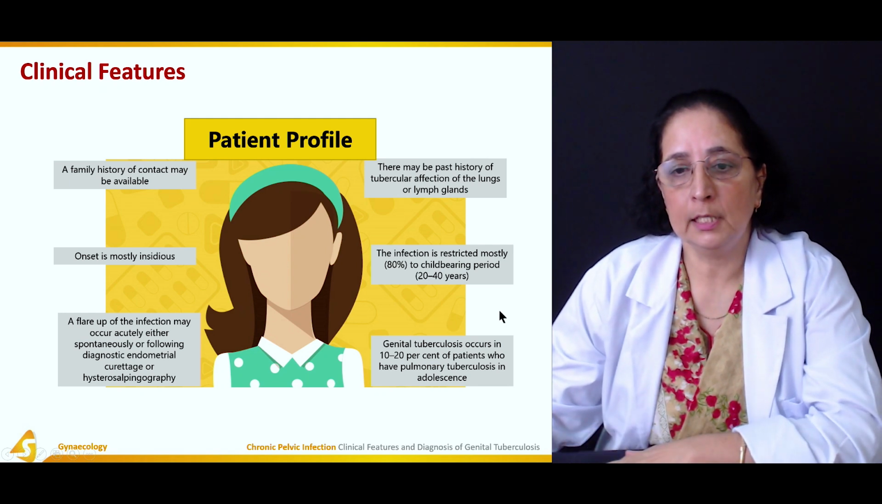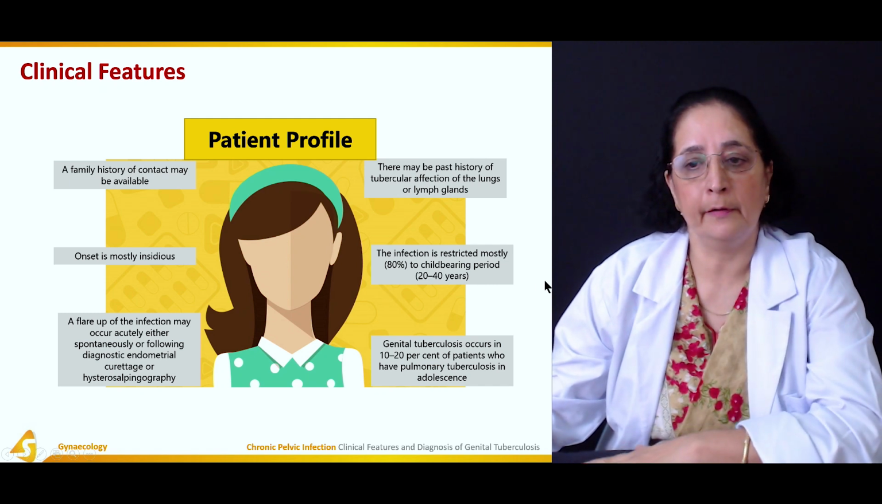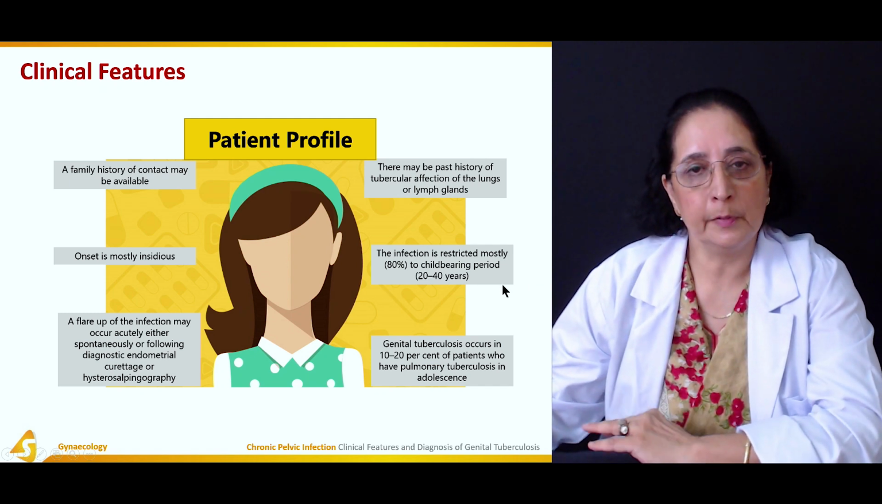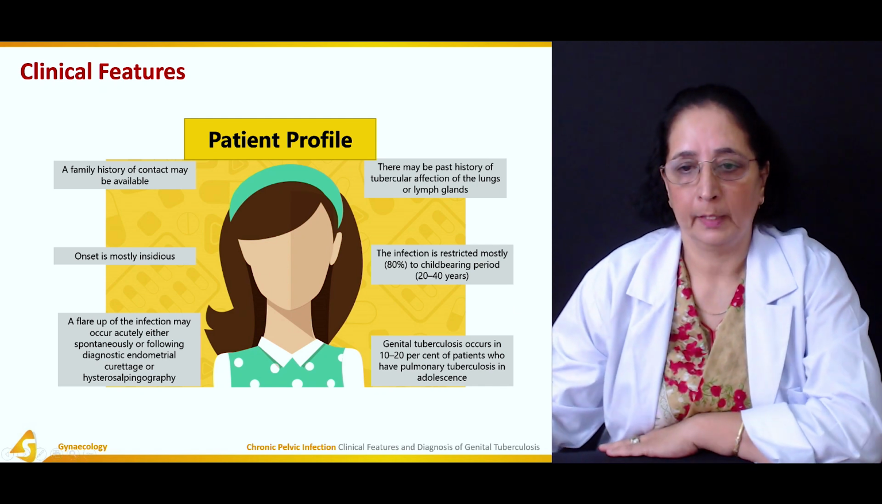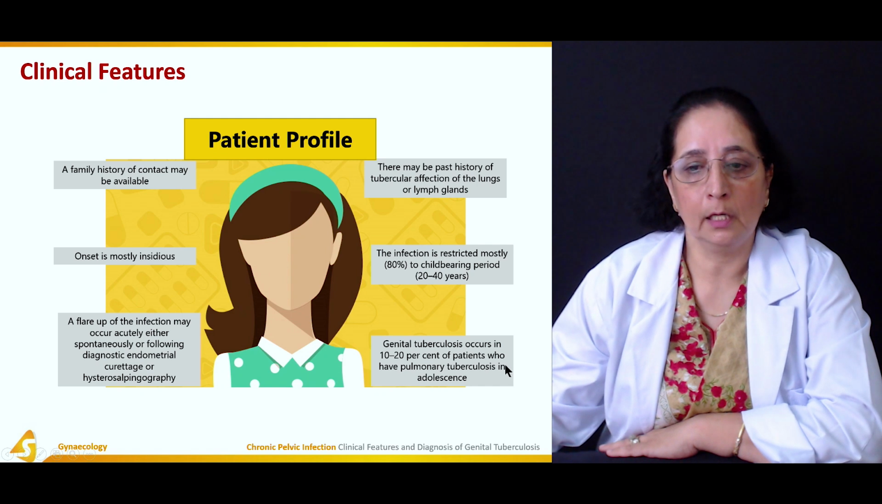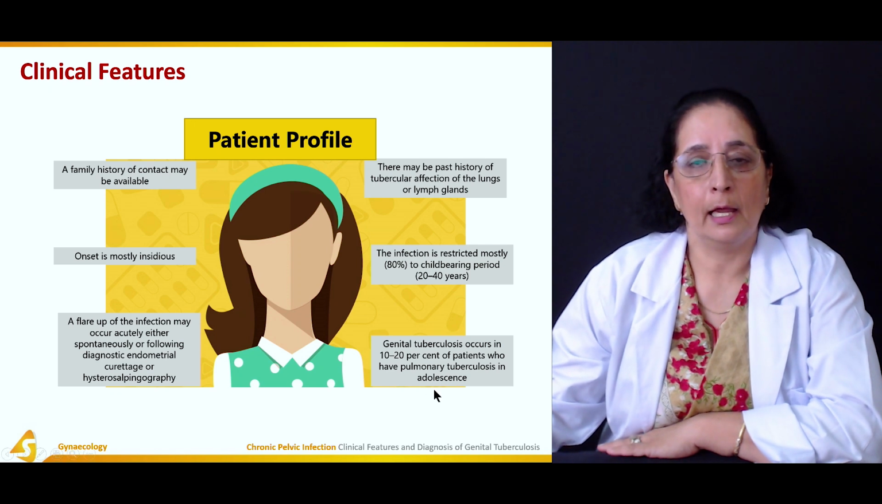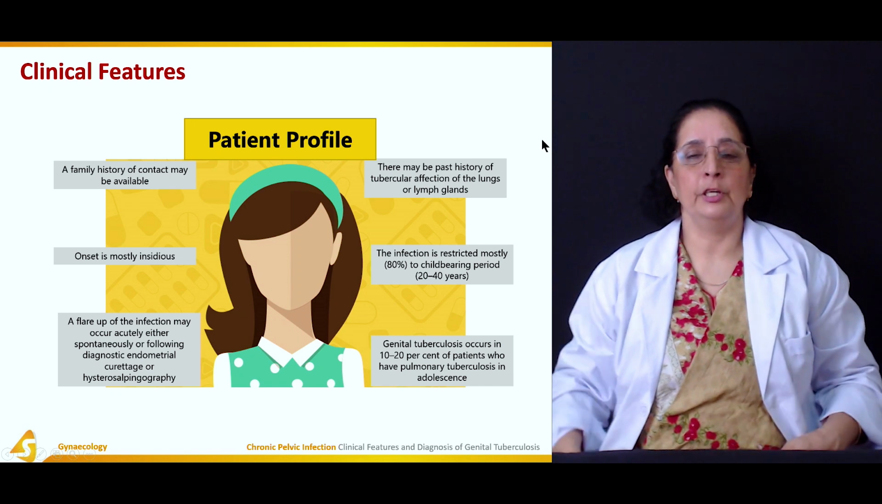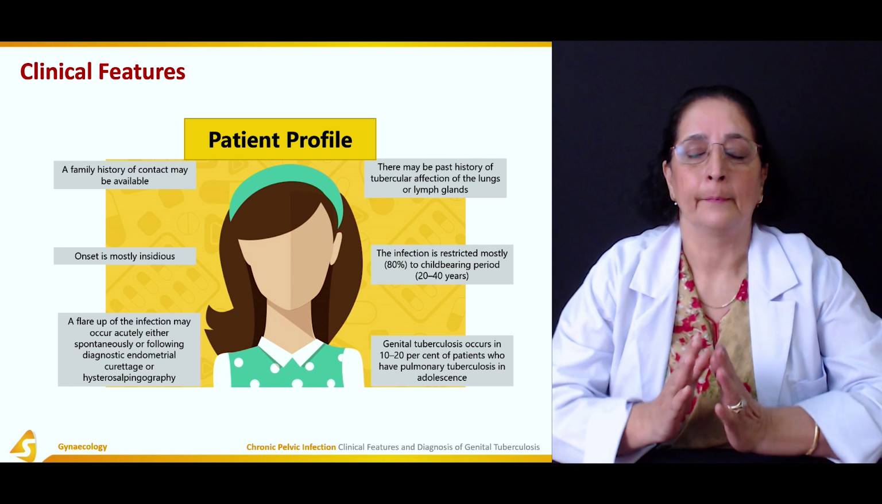The infection is restricted mostly, 80%, to the childbearing period. Usually 80% of cases are in the reproductive age group. Genital tuberculosis occurs in 10 to 20% of those who had pulmonary tuberculosis in adolescence. So these are all features associated with the patient profile.